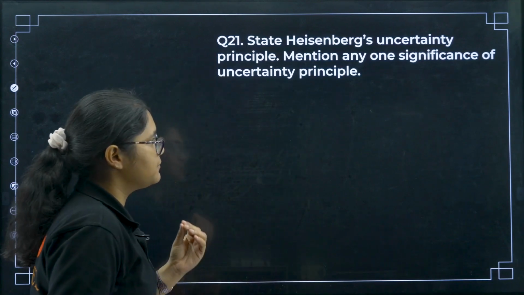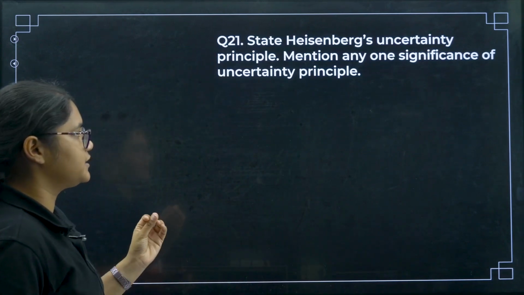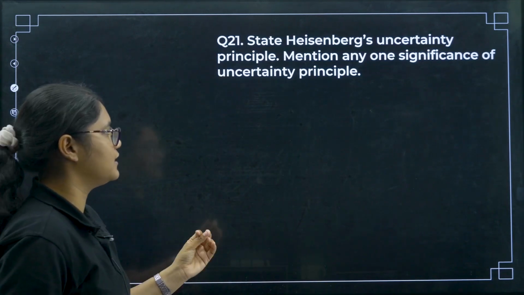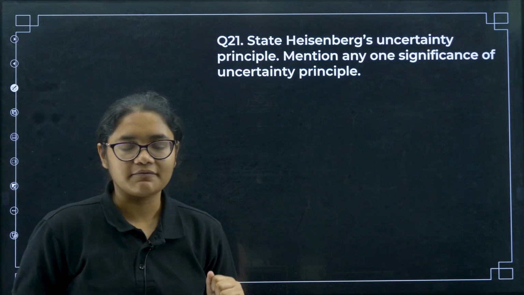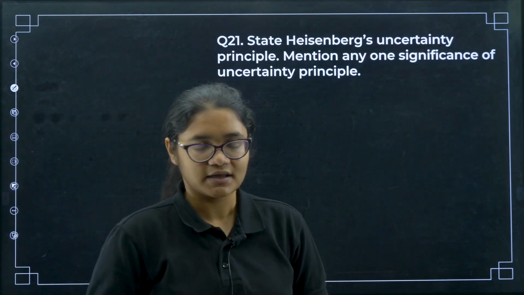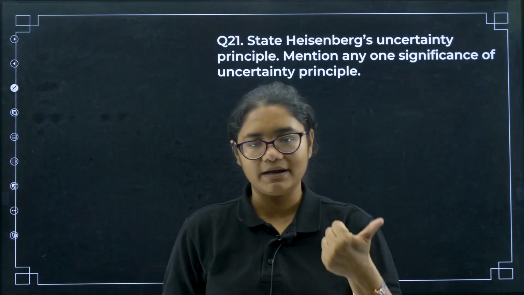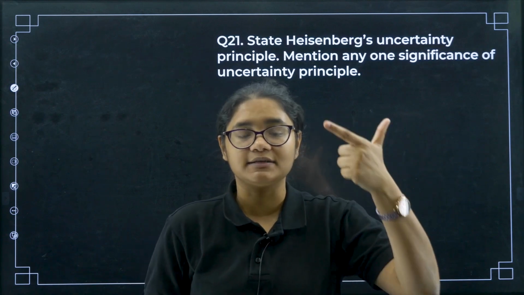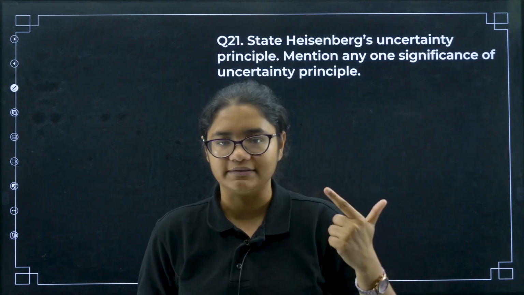State Heisenberg uncertainty principle. Mention any one significance of the uncertainty principle. So here, whenever any principle is asked, please remember to write the statement, the formula, and the meaning of the symbols in that formula.